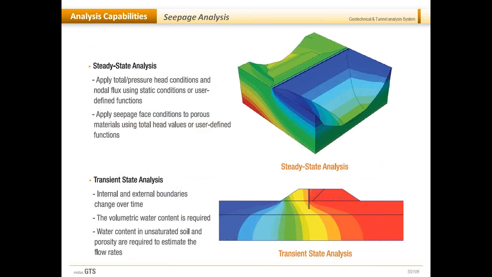The seepage analysis considers steady state or transient analysis, so you can obtain the flow quantity around the surface of a dam, for example, a tunnel or an excavation site, and you can consider the unsaturated soil as well.